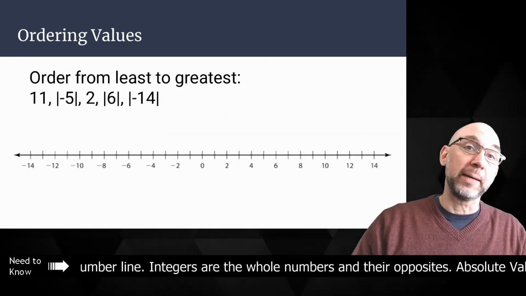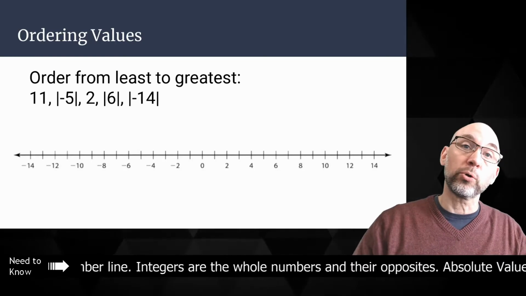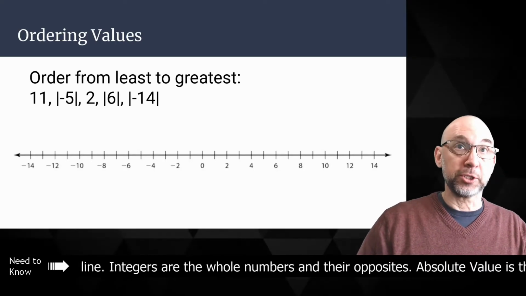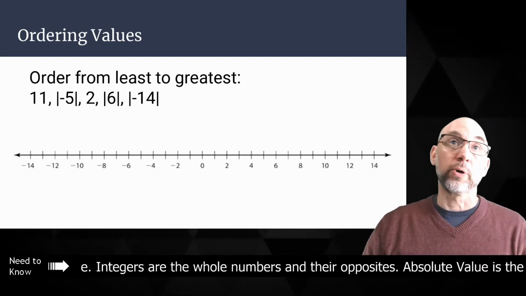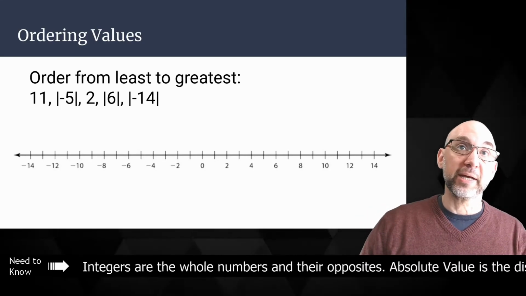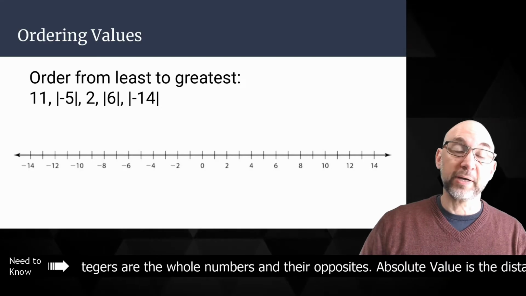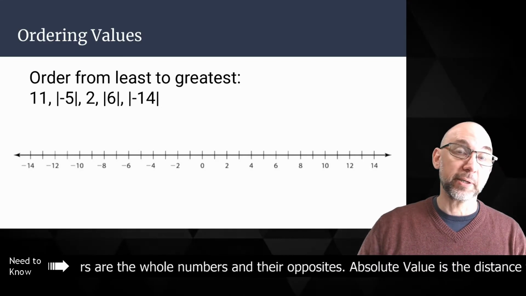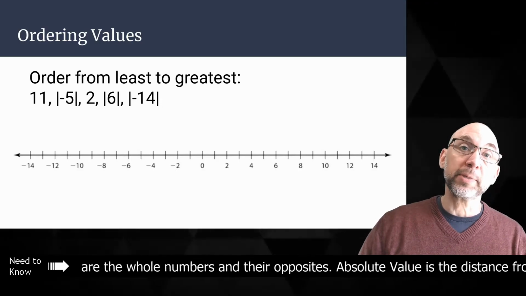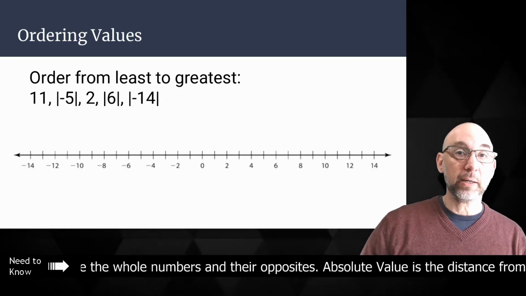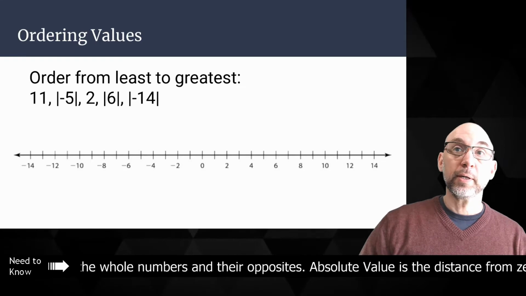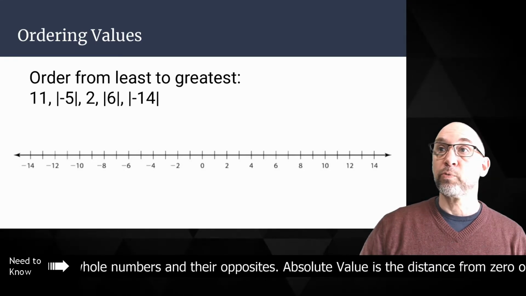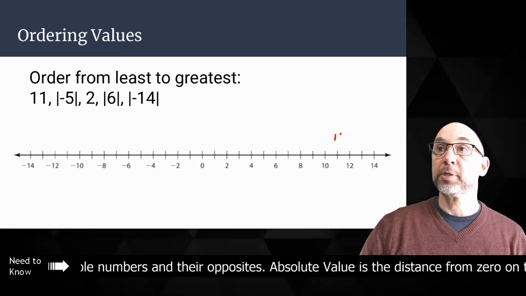Something else you'll need to be able to do in this section is to be able to order integers. Some will be an absolute value, and some will just be plain integers. So here I'm being asked to order 11, the absolute value of -5, 2, the absolute value of 6, and the absolute value of -14 from least to greatest. In order to do that, I'm going to plot where these values would be on a number line. So first I've got the 11. So the value of 11 is right here on the number line. So I'm just going to plot it right above.